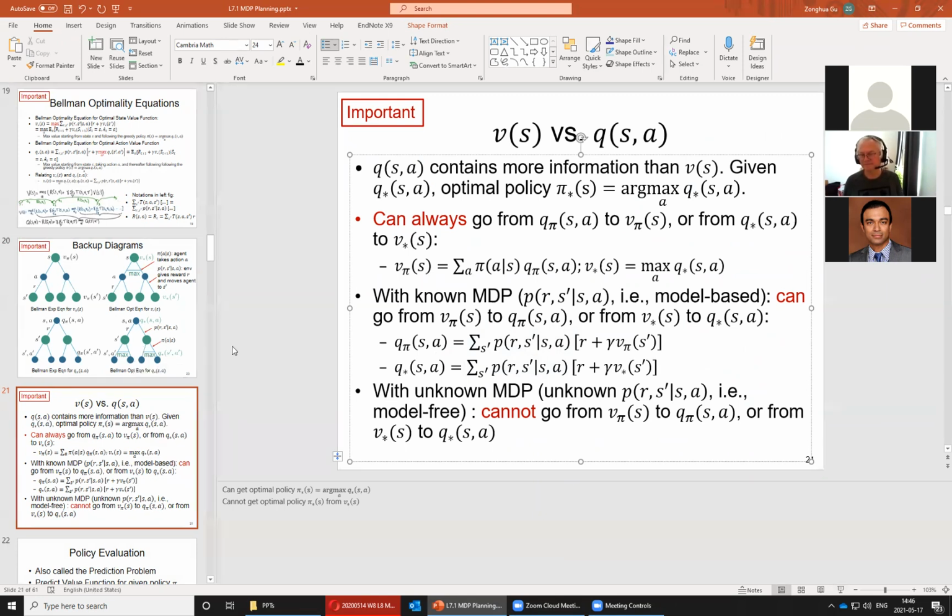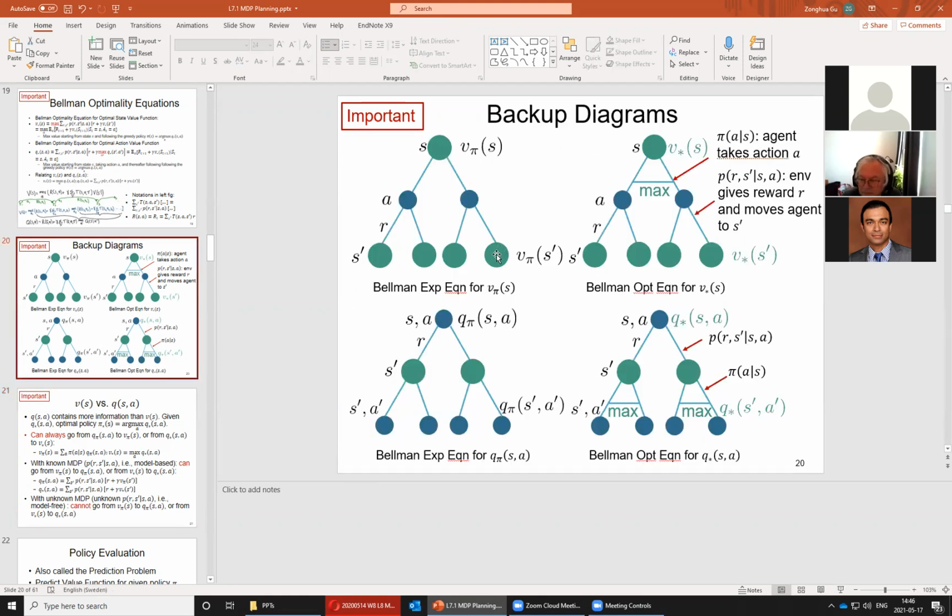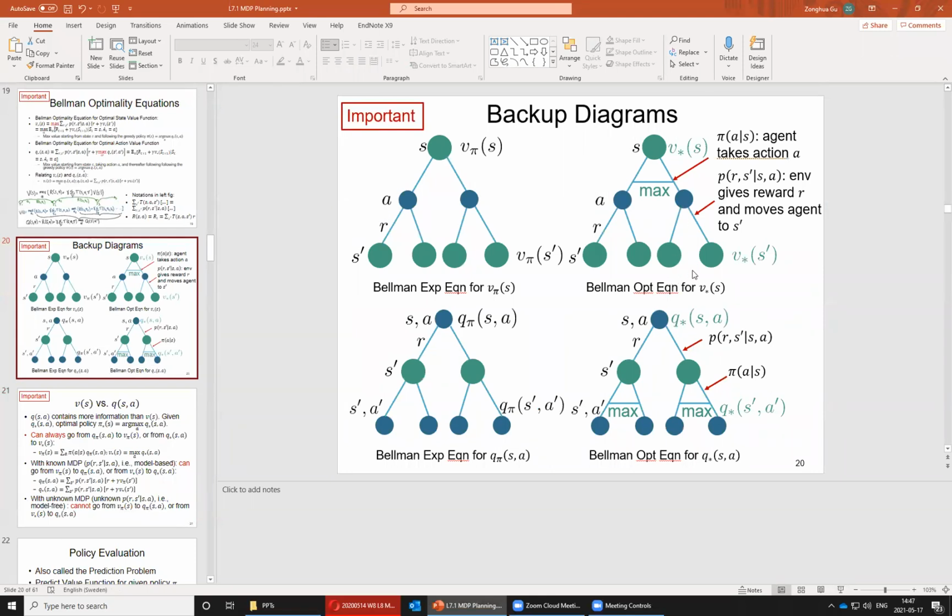So you should look at the backup diagrams for these equations. From Q, you can always get the V's, because from the blue node you can always back up to a green node. Whereas from the V, you cannot always get the Q's unless you know the MDP.